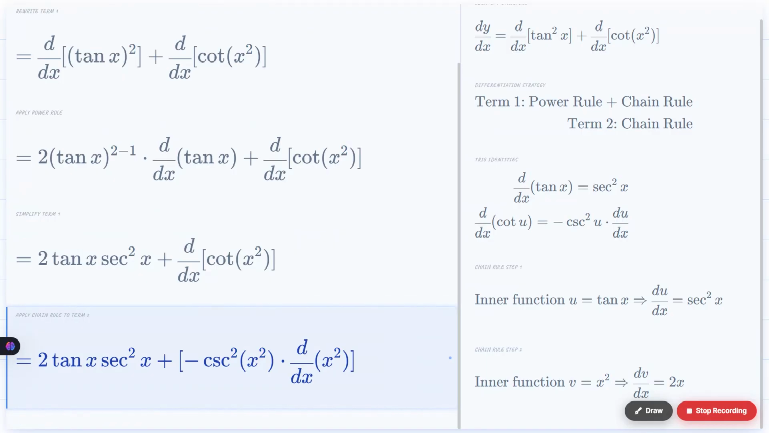We apply the chain rule to the second part to get negative csc squared of x squared times the derivative of x squared. We do this to solve the second piece. The chain rule says we multiply the outside change by the inside change.